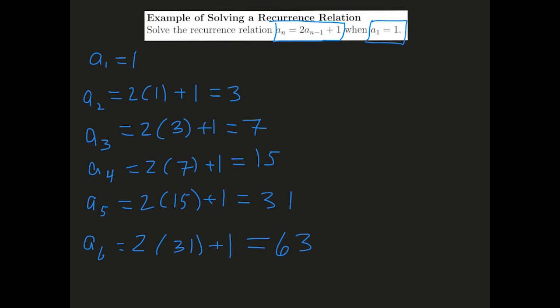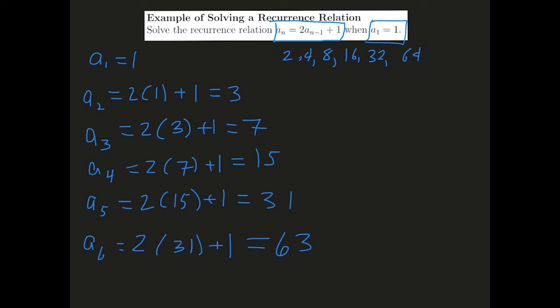So what's good to notice about this one is this is very close to increasing powers of 2. Okay, if we were to look at increasing powers of 2, we would have something like this: 2, 4, 8, 16, 32, 64. And notice how closely this matches up.